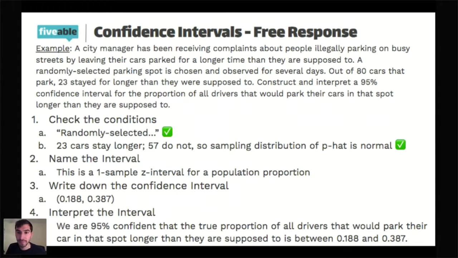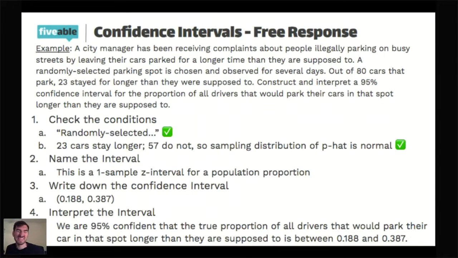If they ask us to say, like, for every person that gets a ticket, the city will make $100 in revenue, we could multiply those endpoints by 100 to represent the number of dollars that the city would expect to get in a sample of 80 cars.